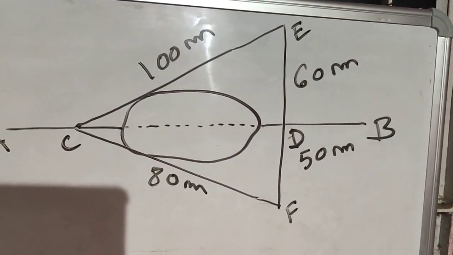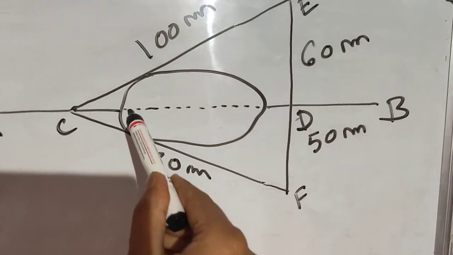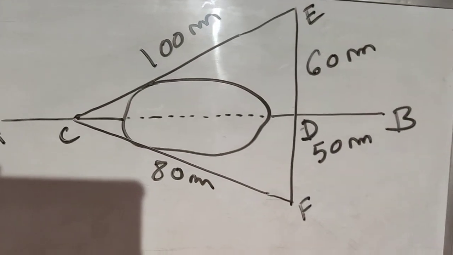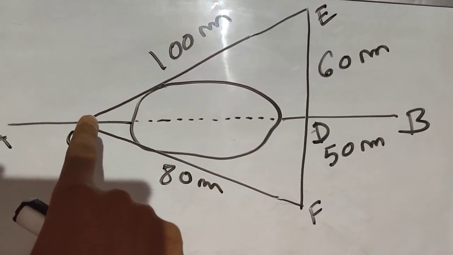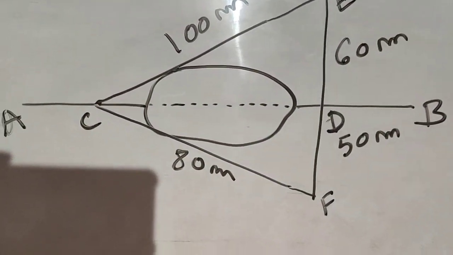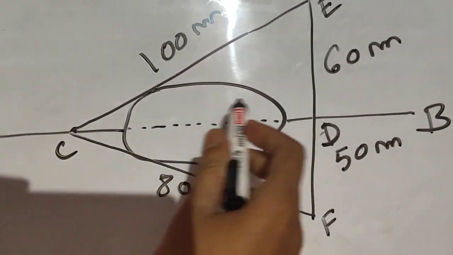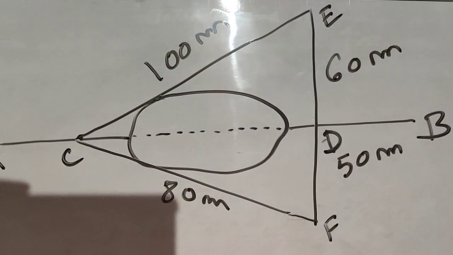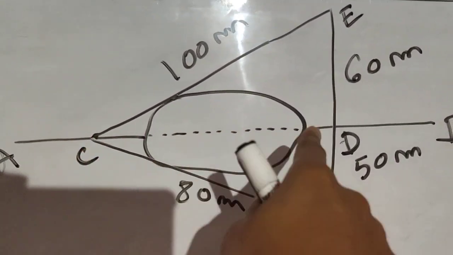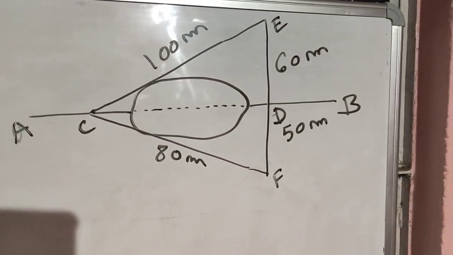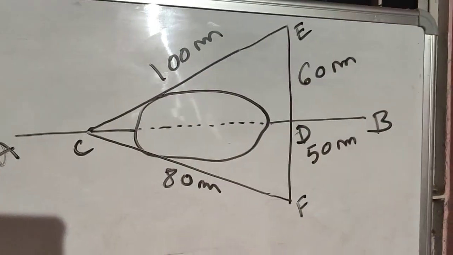So what is our goal? Our goal is to find out the width of this pond. In other words, it will be okay if we find out the length CD, because C and D points are selected very near to each bank. So if we find CD, we can consider this to be the width of the pond. Now let us try and solve the problem.